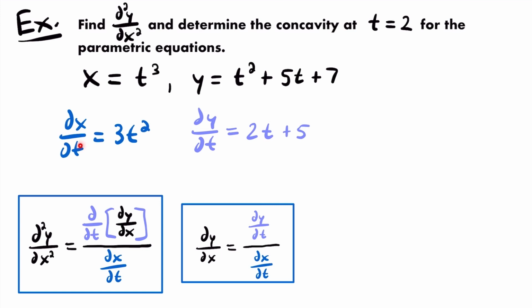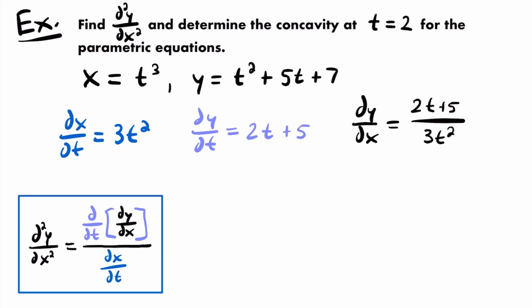Okay, so now we have dx dt and dy dt. Now let's find our first derivative, dy dx. Dy dx will be equal to dy dt divided by dx dt. So we'll have 2t plus 5 divided by 3t squared. Let's write that down: 2t plus 5 divided by 3t squared. There's nothing for us to simplify here. This is in its simplest form, and so this is dy dx, the first derivative of our parametric equations.